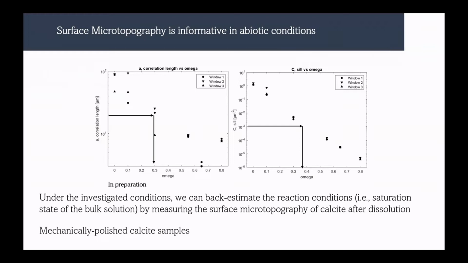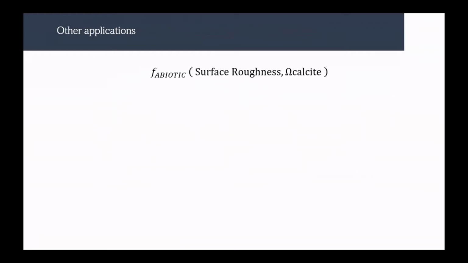So this is true when we are working at the same pH and the same temperature, but it is also very important that we work with mechanically polished calcite samples, because close to equilibrium conditions, where we can still clearly see the polishing scratches, this could have an impact on the relationship that we see. But as long as we work with mechanically polished calcite samples, there are other possible applications of this technique.